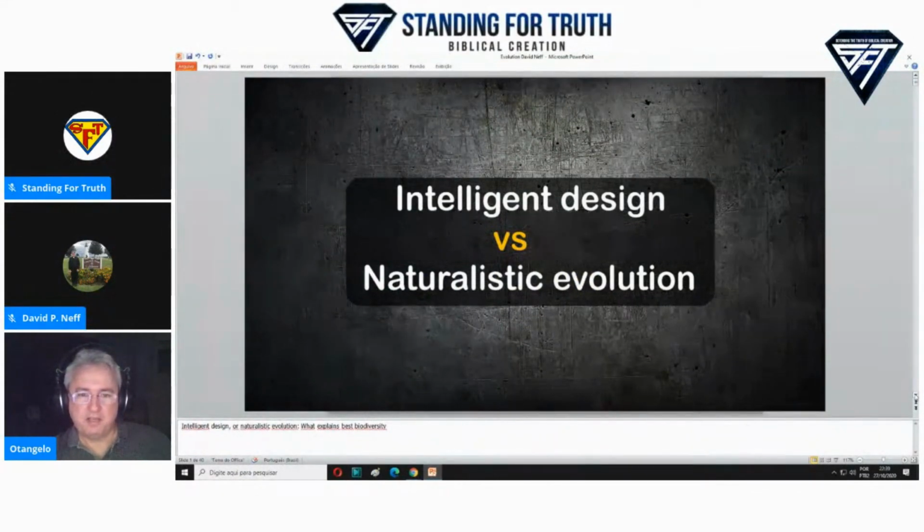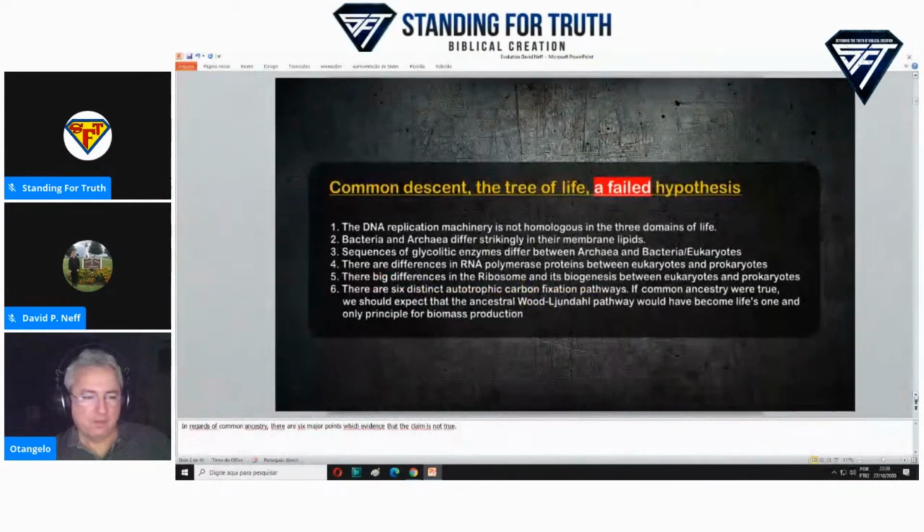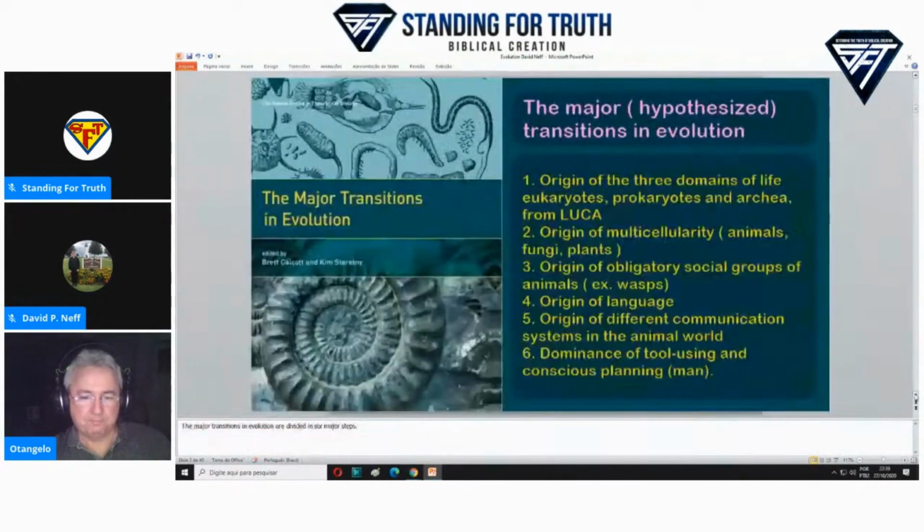Okay, intelligent design against naturalistic evolution. What is the better explanation of origins? There are 4 facts which all agree upon in regards of evolution, and there are 2 which are disputed between the proponents of intelligent design and the proponents of evolution, namely common ancestry and the origin of biodiversity and higher organismal form. In regards of common ancestry, there are 6 major points which evidence that the claim is not true.